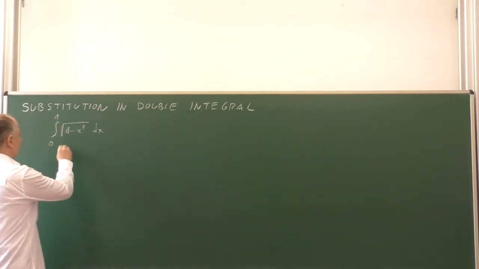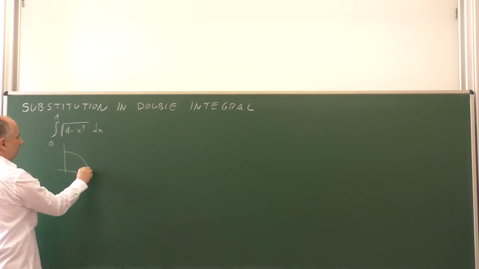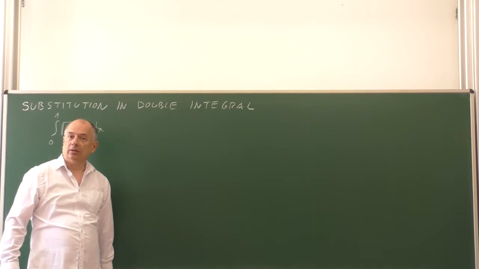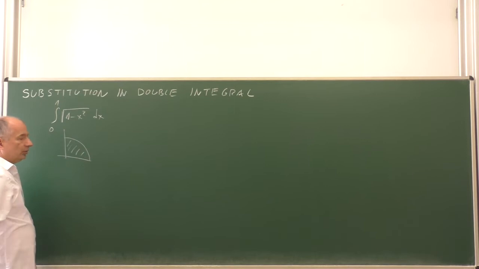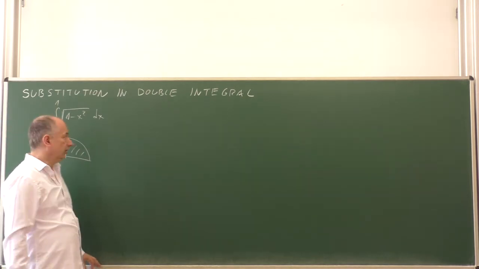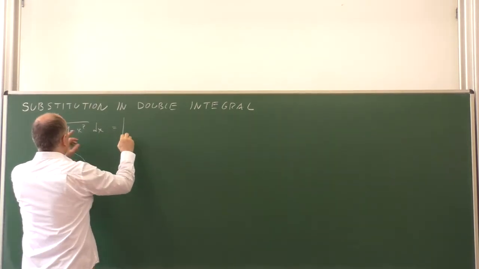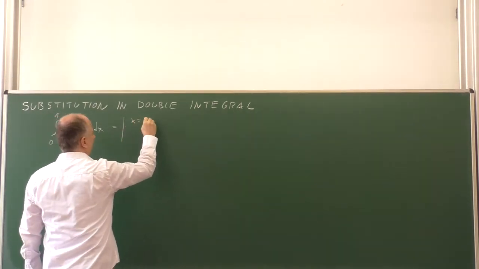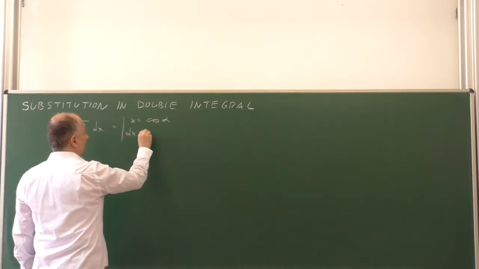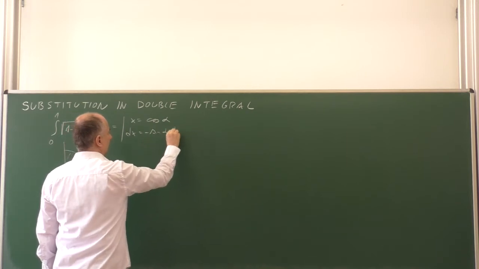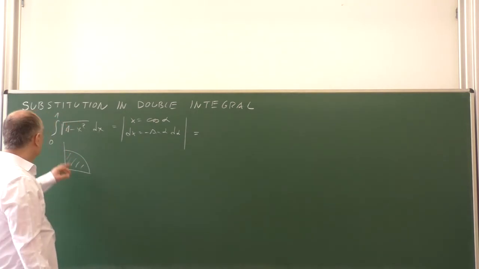This can be visualized: 1 minus x squared and the square root of that is the function, and this graph is a circle. So we are actually computing the area of a quarter of a circle. We can use substitution for x being cosine of alpha. Then dx is minus sine of alpha d alpha. And we recompute the limits.